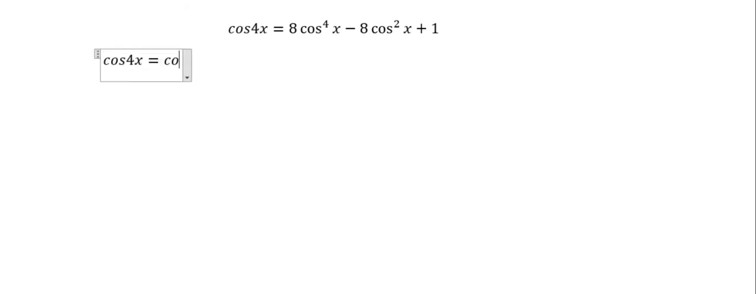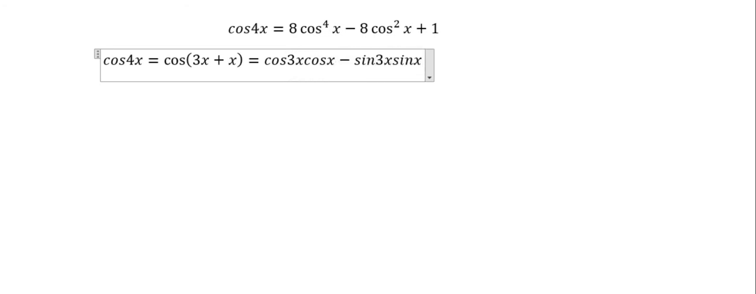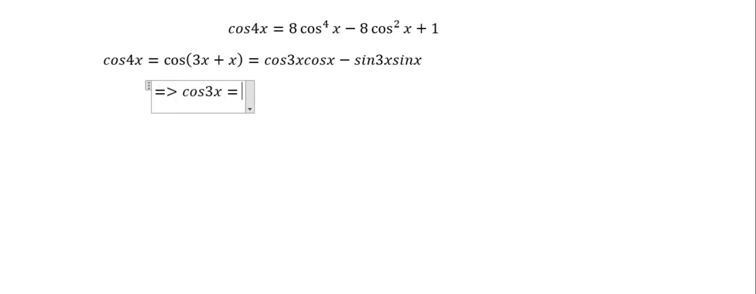So we have cos4x equal to cosine of (3x plus x), and we have cosine 3x cosine x minus sine 3x sine x in here. So for cosine 3x, we have the formula: cosine 3x equals 4 multiplied by cosine x to the power 3 minus 3 cosine x, similar with sine 3x.